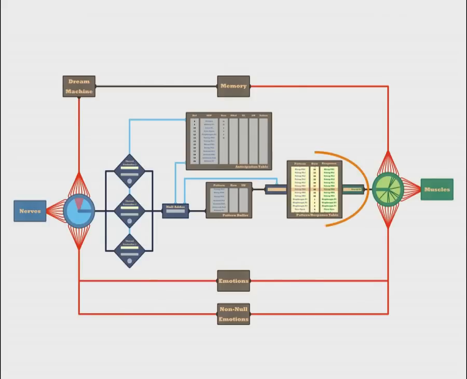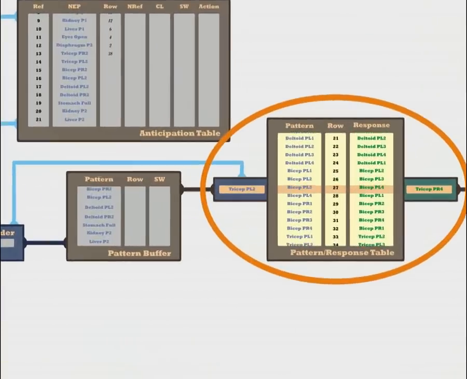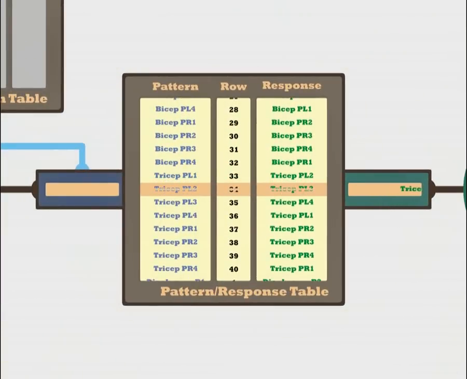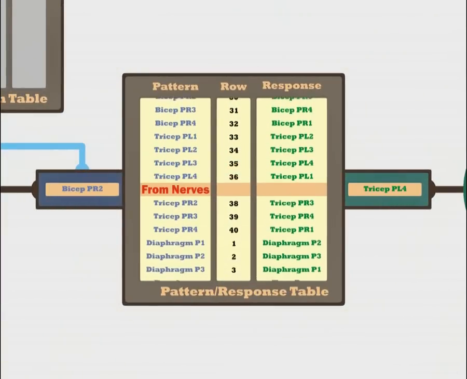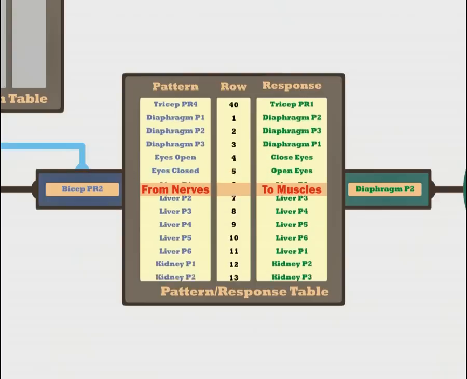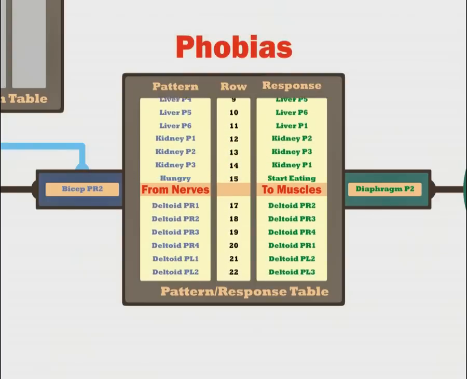This is the engine that drives the brain. This engine works on a simple principle. It does what it did the last time the patterns were encountered. The simplest implementation of that concept is a table that holds patterns from the nerves with matching responses for the muscles. This concept helps to understand phobias.